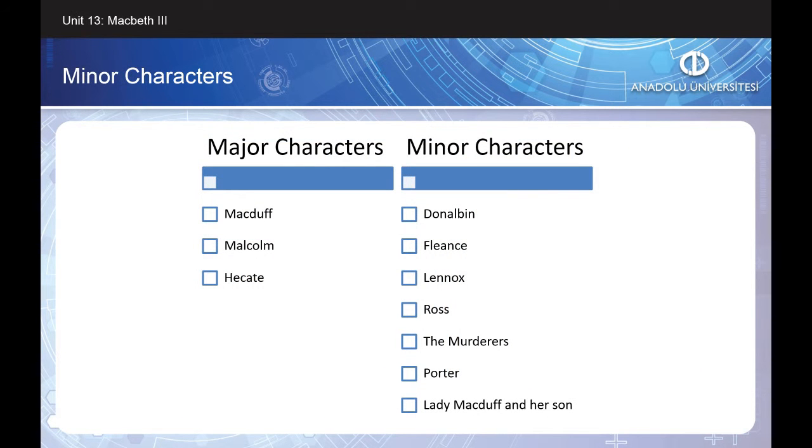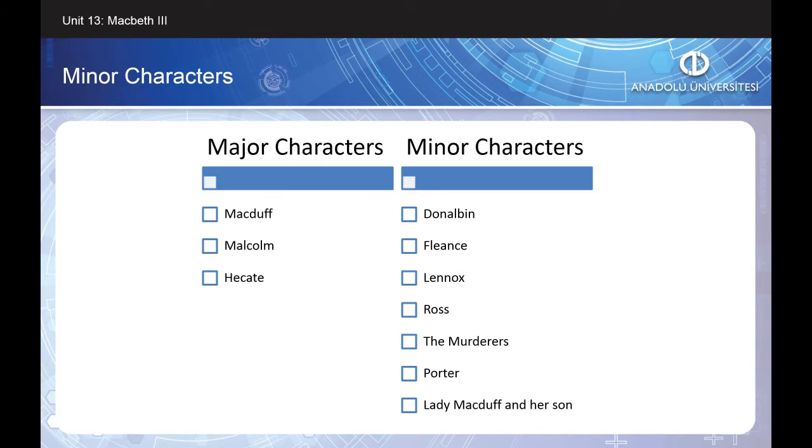Now let's have a look at the minor characters and major ones. The major characters are Macduff, Malcolm and Hecate. Macduff is very significant because he is the one who kills Macbeth at the end. Malcolm is Duncan's son and he becomes the future king. And Hecate is the goddess of witches who plans the final trick on Macbeth.